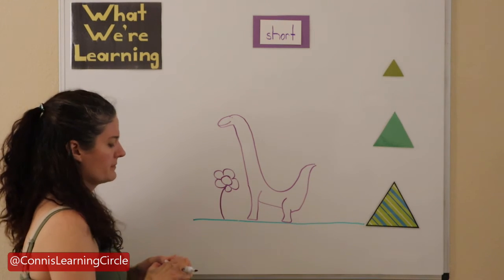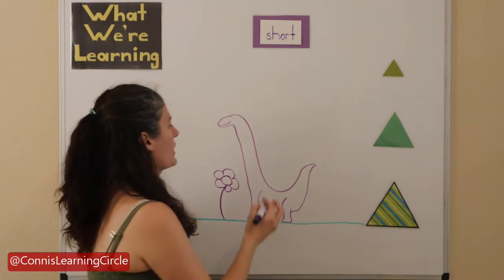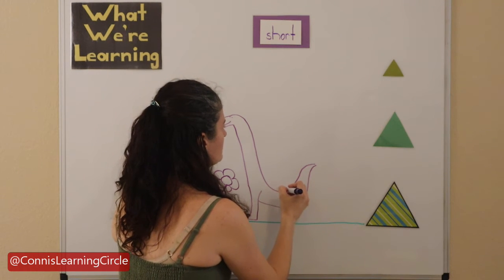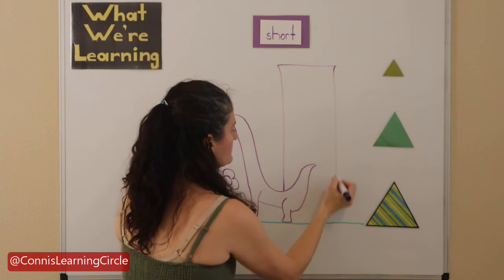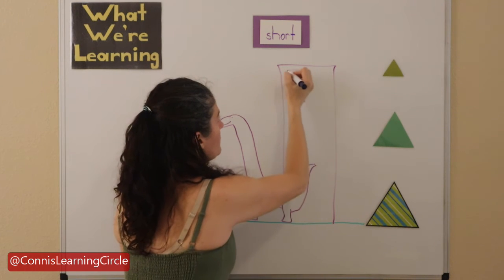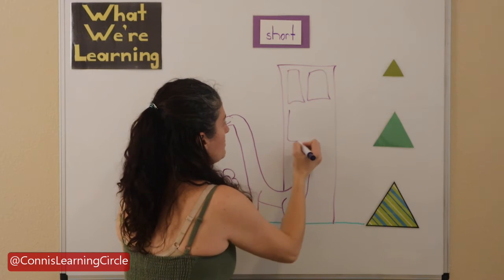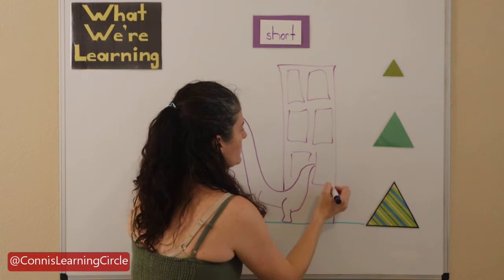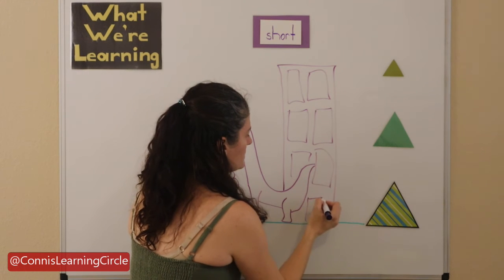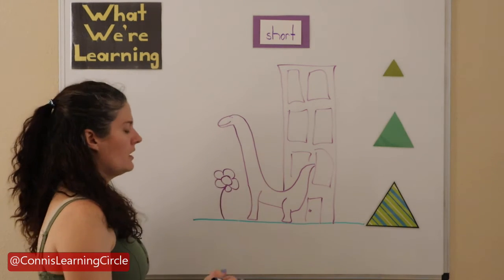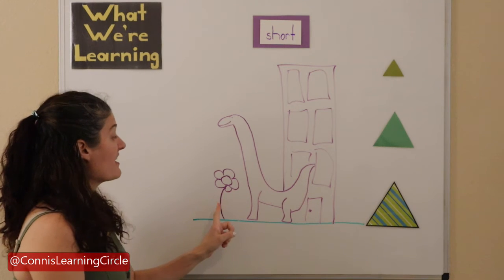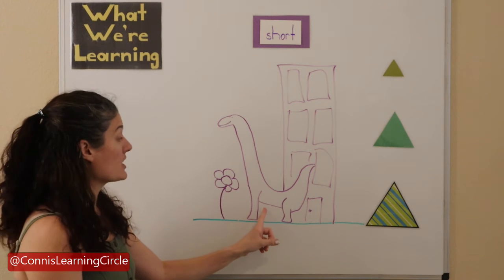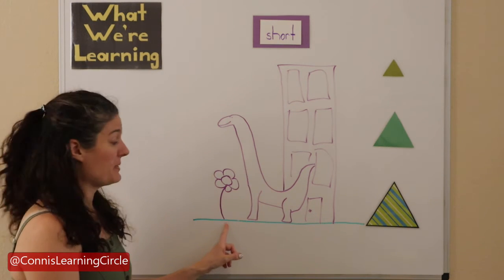Oh, I know. Let's draw our skyscraper again real quick, and all of its big windows. Big windows are quicker to draw. We'll do big windows, and a door at the bottom. All right. We said that the flower is short when we compare it to the dinosaur, and that our dinosaur is tall compared to the flower.